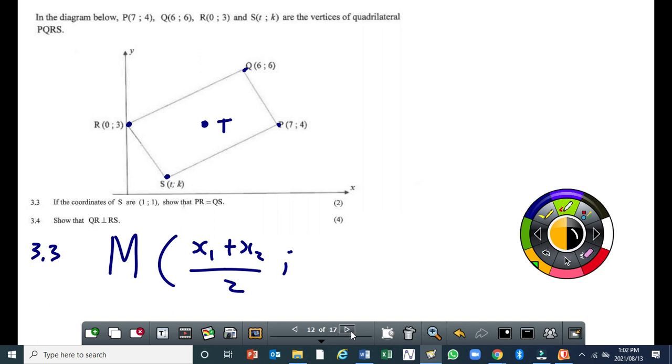Another way would be to calculate the lengths of QS and the length of PS. Okay, that could be another way, but that's a longer method. So this will be y1 plus y2 over 2.